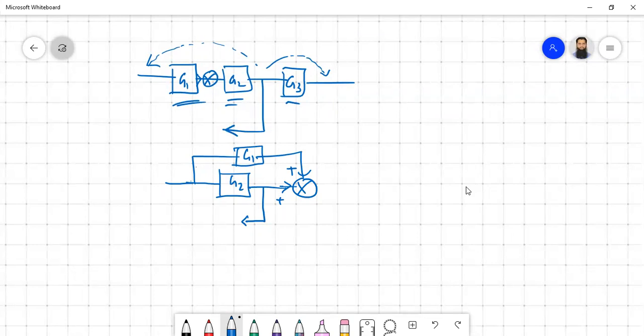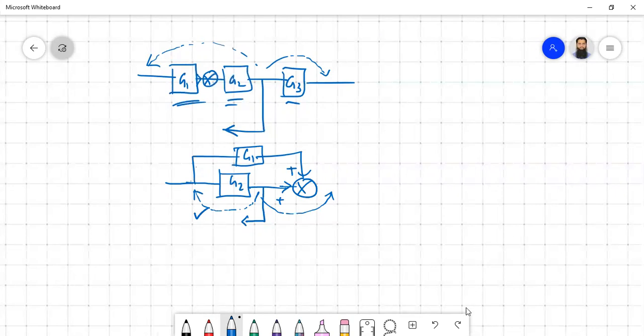In that case, what do you have to do? You have to shift it, maybe to this side, or you can shift this one to the other side. But taking it to the other side of the summing junction is a bit complicated. So it is better to take it to before the G2 box. Okay, so this is what we can do. Basically, what you have to do is identify the familiar forms, and then you can actually apply the formula.